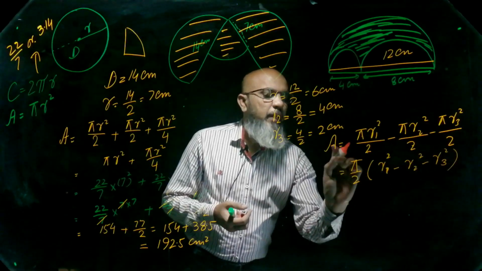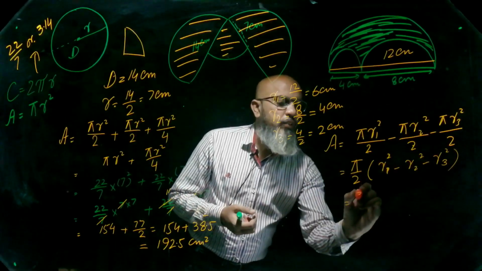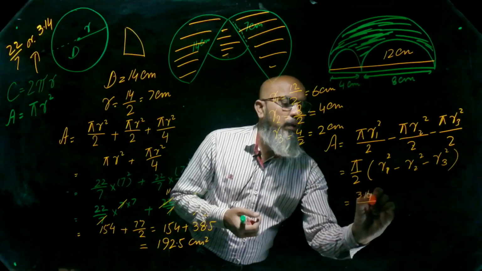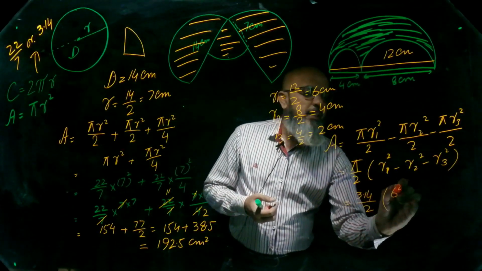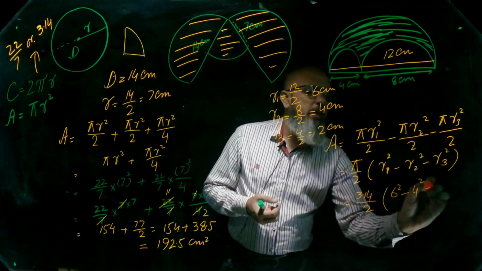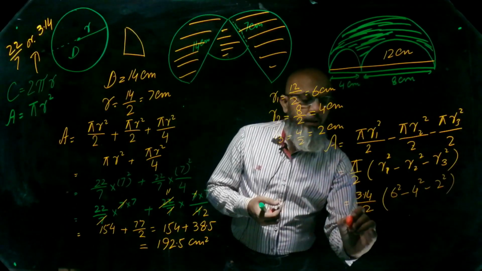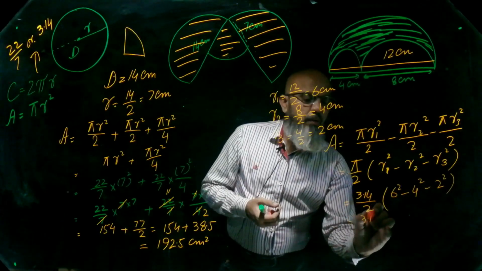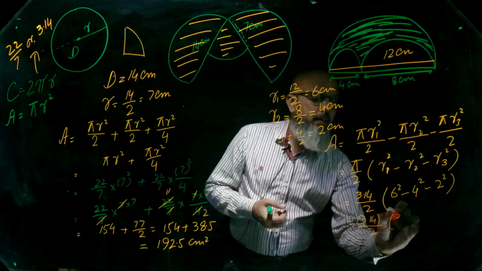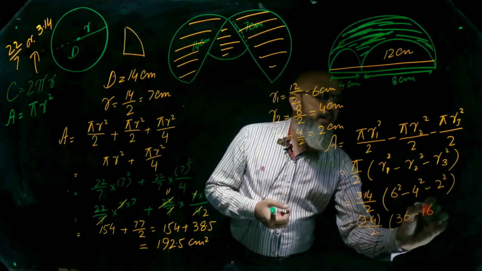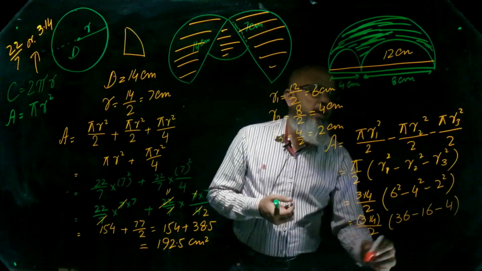So what do I get here? What is your pi value? That is 3.14 over 2. What is your r1? That is your 6 square minus 4 square minus 2 square. Now 3.14 divided by 2 into 6 6s are 36, 4 4s are 16, minus 2 2s are 4.